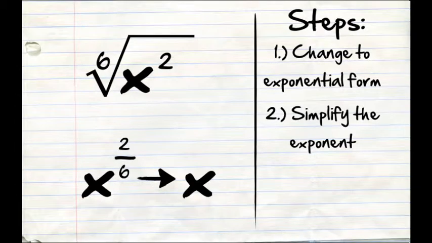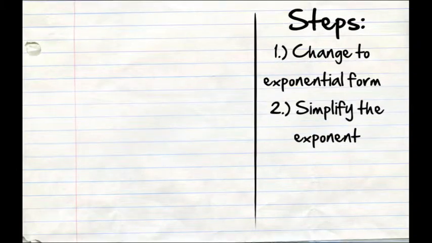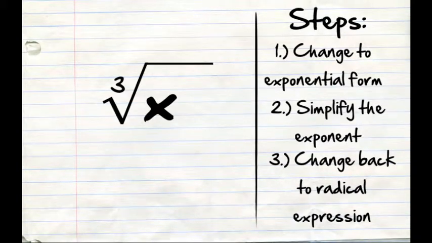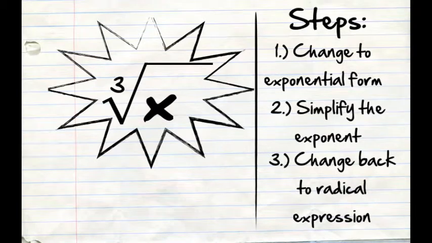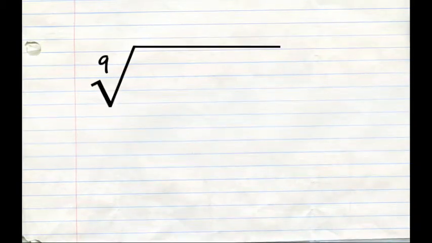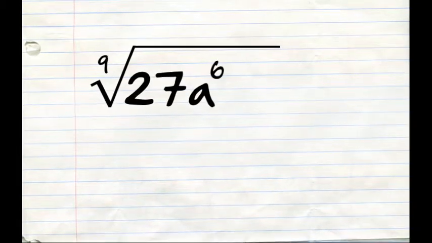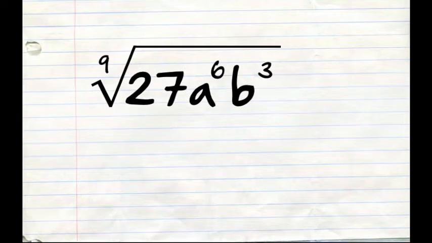This will result to x raised to 1/3. Our third and final step is to change the expression back to a radical expression. So our final answer will be 3rd root of x. Let's take a look at our next example. 9th root of 27, a raised to 6, b raised to 3.